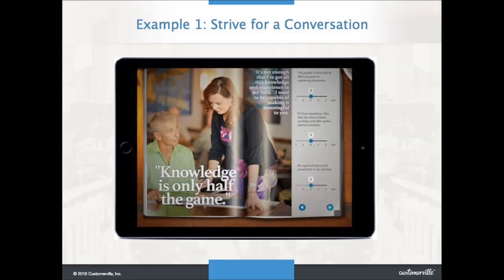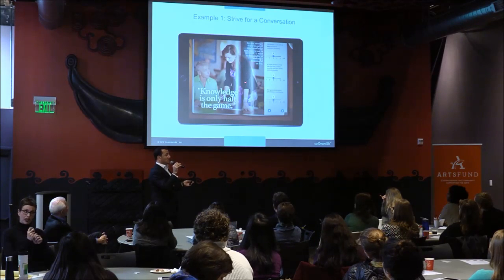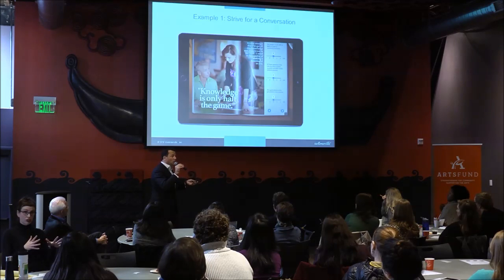So what's interesting about this, I talked about conversational context before you ask, involve somebody in your story. That's what we're doing here. This is for an insurance company, and you can see we've got photos of their team members, of employees of the company, and we're explaining, what are we trying to do? What's our vision? Well, we're in this area of the survey, we're talking about how knowledge is only half the game, and it's not enough that I've got all this knowledge and experience in my field. I need to be capable of making it all meaningful to you. Once I do that, I've explained what we're trying to do and what the story is behind it.